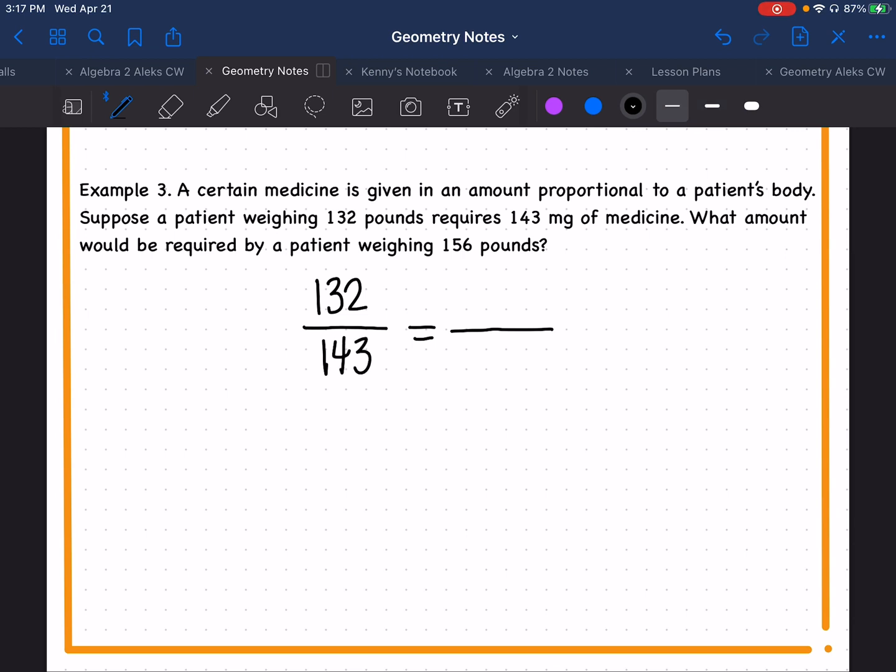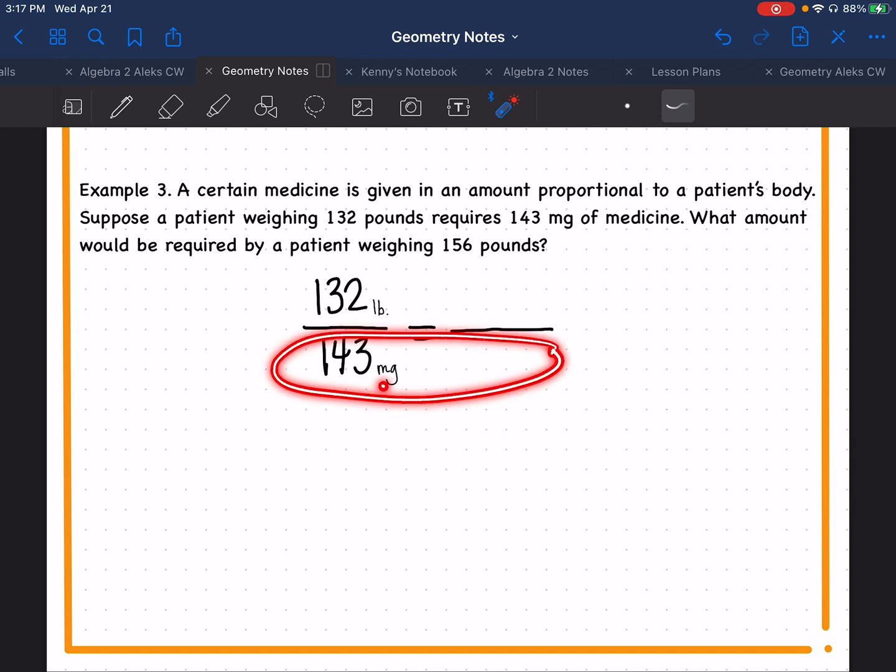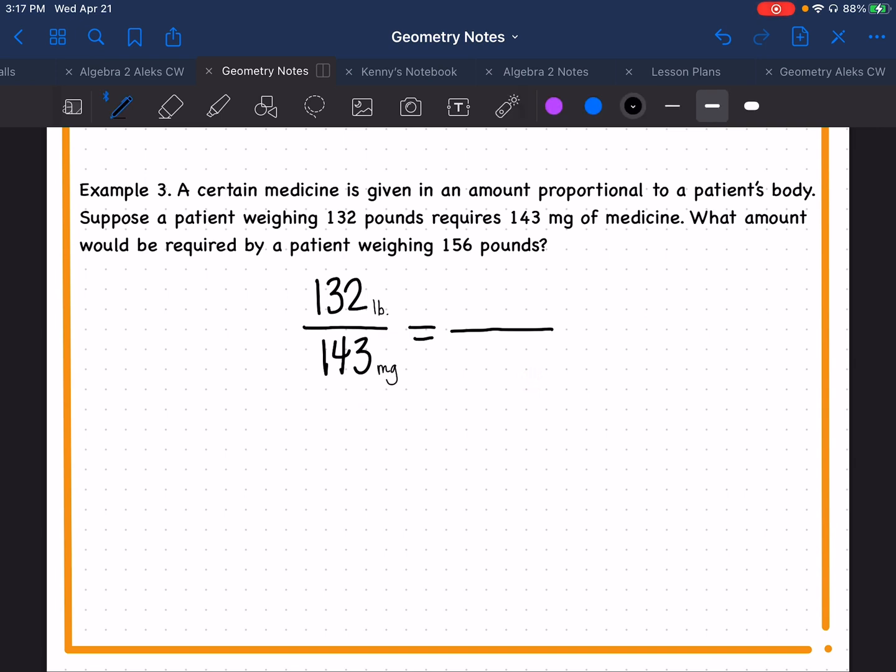Now I want to pay attention to the units. So I'm just going to quickly remind myself that this is pounds and that this is milligrams. Notice how I'm doing that very small. This is an equality, so this has to equal this. Whatever's in the numerators, they have to be the same. So if I have pounds in the numerator, I need to have pounds in the numerator here. Same thing for the denominators. These two must be equal, so milligrams, milligrams.